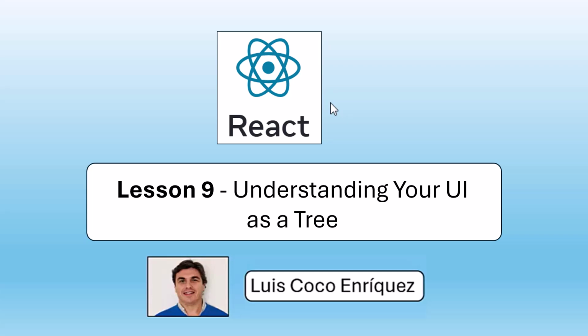Lesson 9. Understanding your user interface, UI, as a tree. Your React app is taking shape with many components being nested within each other. How does React keep track of your app's component structure? React, and many other UI libraries, model UI as a tree. Thinking of your app as a tree is useful for understanding the relationship between components. This understanding will help you debug future concepts like performance and state management.